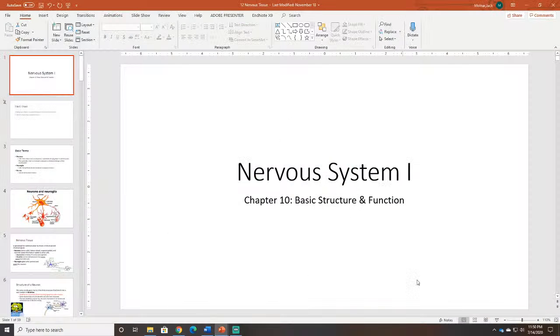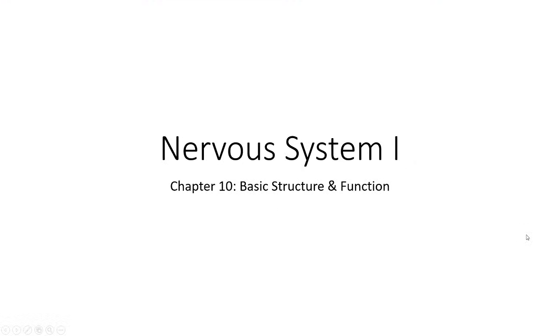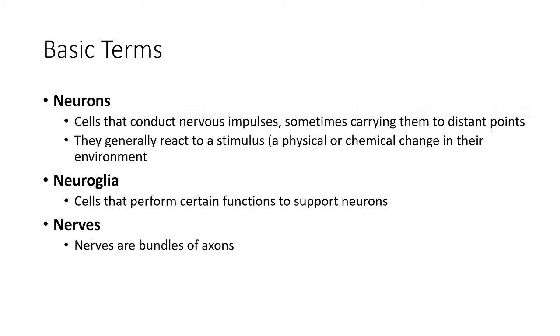All right, so let us begin with the nervous system. Today we're going to be talking about nervous tissue, the basic structure and function of nervous tissue. Nervous tissue is made up of two cell types, neurons and neuroglia. Neurons are the cells that actually conduct nervous impulses, and they can carry those impulses to points remote from the cell body.